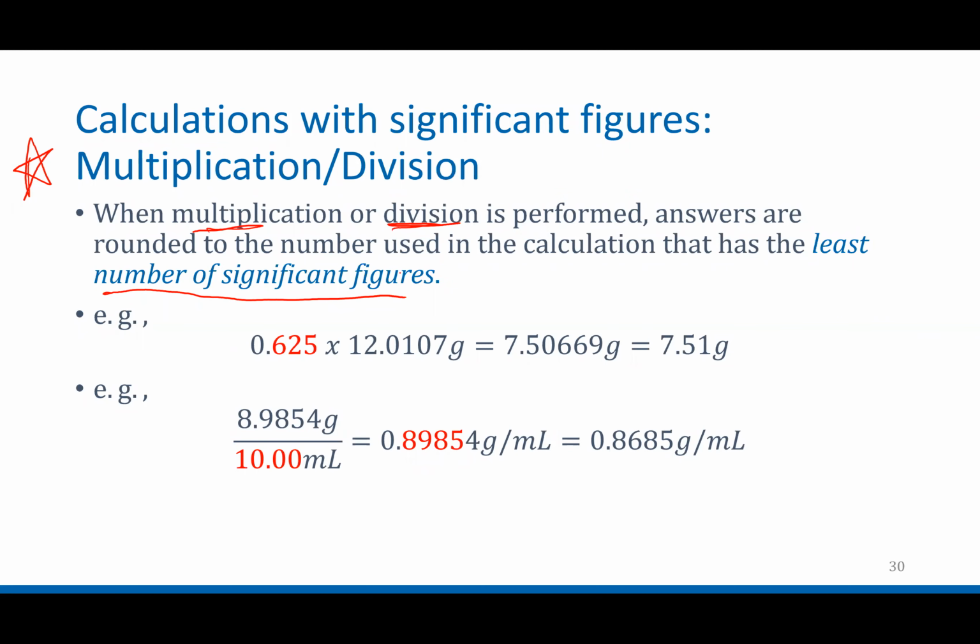So let me quickly go over this, and then we'll practice together. This number in red has 3 decimal places. It does have 3 decimal places, but more importantly, it has 3 significant figures. This is a leading 0.